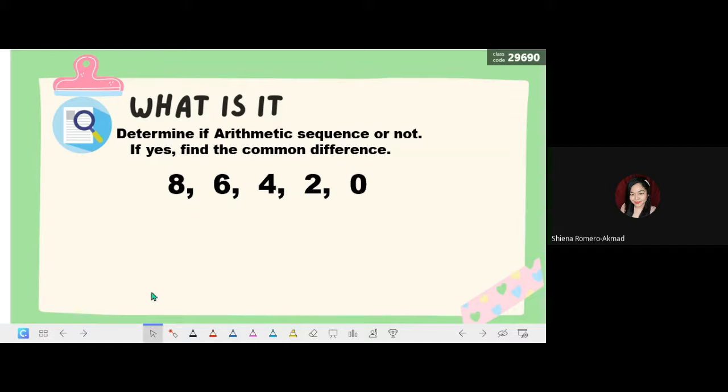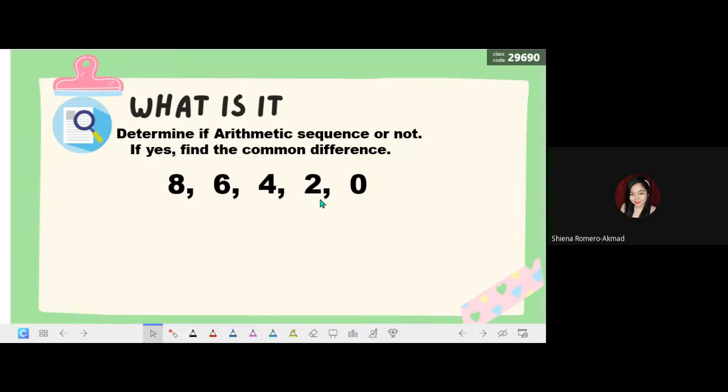So, dito sa mga susunod na slide, meron tayong mga sequences and you have to identify if it's arithmetic or not. If it's arithmetic, you have to type A sa ating in-call messages, and isama niyo na rin po yung common difference. If it is not an arithmetic sequence, you type not. Malinaw? So, for the first example, 8, 6, 4, 2, 0, is it arithmetic or not? Kapag arithmetic, isama po yung common difference.